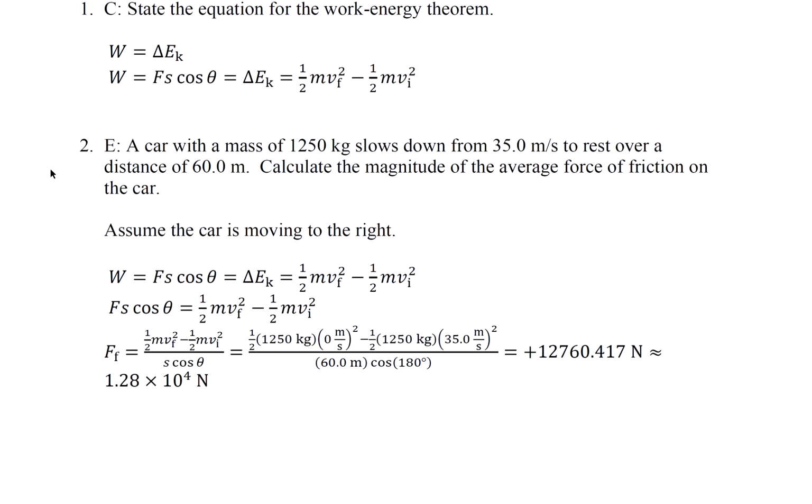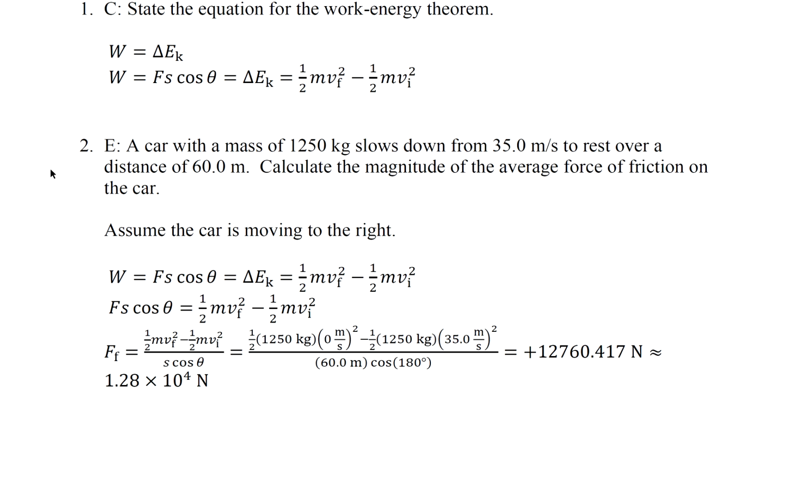Question 2, a car with a mass of 1250 kilograms slows down from 35 meters per second to rest over a distance of 60 meters. Calculate the magnitude of the average force of friction on the car. So assume the car is moving to the right and the force of friction is to the left. So theta, the angle between the displacement and the force of friction, is going to be 180 degrees.